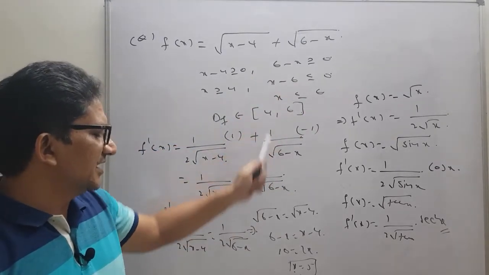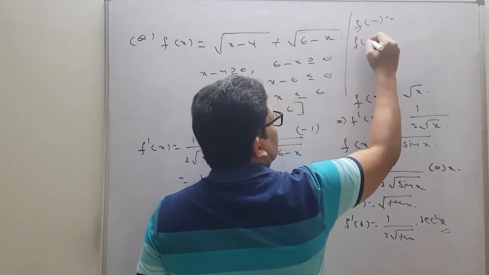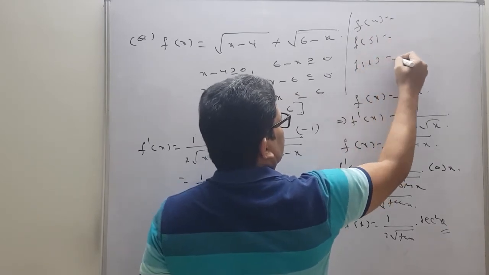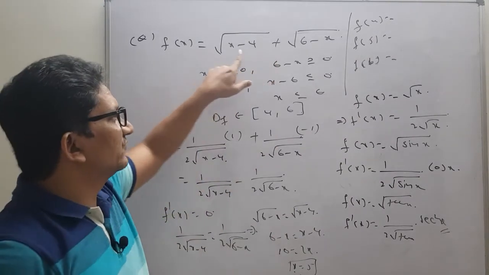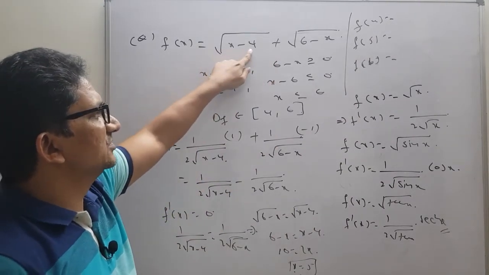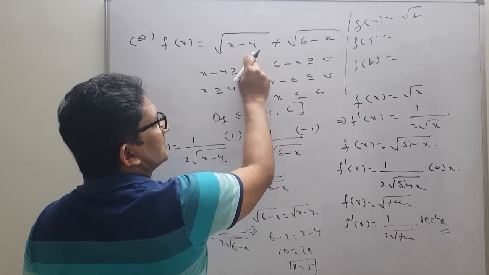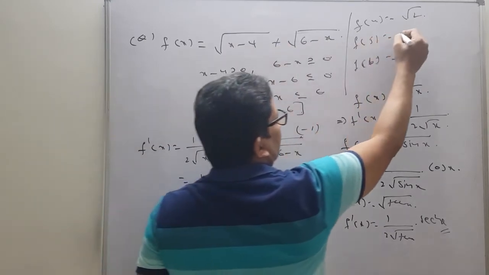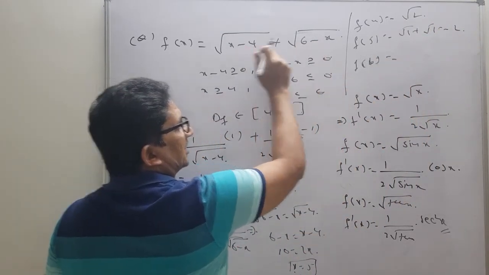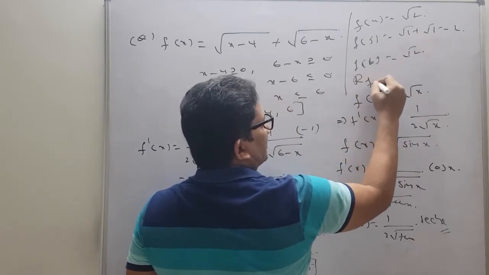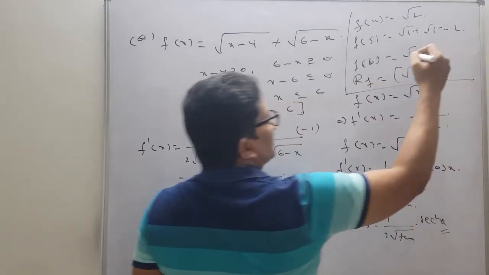Okay. So now we will find all the values. We will check what is f of 4, f of 5 and f of 6, so that we get its minimum and maximum. Then we can write its range. f of 4: 4 minus 4 is 0 and 6 minus 4 is root 2. f of 5: 5 minus 4 is 1 and 6 minus 5 is 1, so root 1 plus root 1, that is 2. For 6, substituting, here 0 and here root 2. So the range of the function: the minimum value is root 2 and the maximum value is 2. So this is the range of the function.